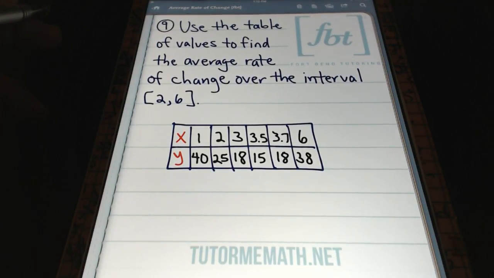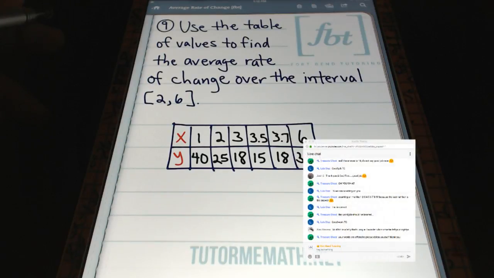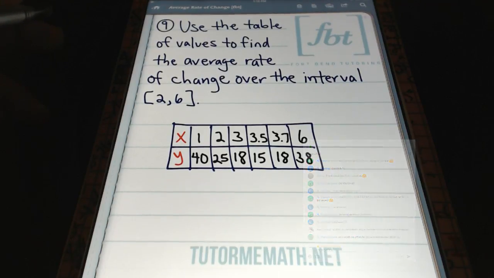Alex says, Mr. Witt is a lefty. That's unique. I wonder who's smarter, lefties or righties. I think you already know the answer to that, Alex, which is why you're saying it out loud. Treasure Ghost says, your words are offensive. Please delete yourself. Thank you. Treasure Ghost, hang in there. It's almost over.